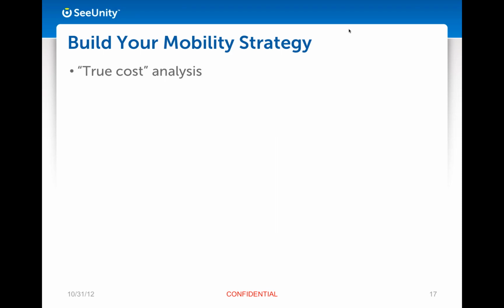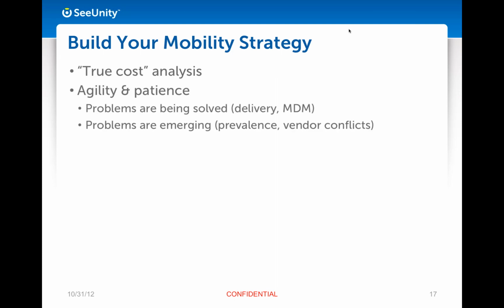Next area would be to make sure you do a true cost analysis. So understand training costs, understand data plan costs, replacement costs, what the cost will be if users don't follow standard practices and information gets leaked. Have a standpoint of being agile yet patient, because this is a moving end zone, and as problems are being solved, like mobile device management and delivery of applications, new problems are emerging, so it's important to be patient.